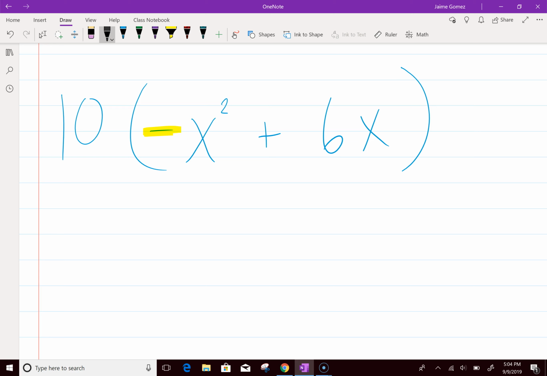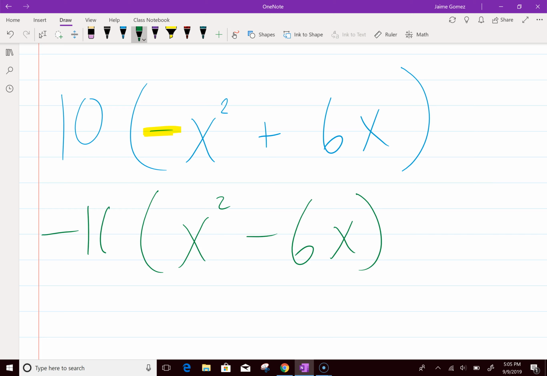Now here's the problem with it. See, we don't get lost here. If I'm taking out the minus sign, I'm changing the sign of everything. So this minus x squared turns into a positive x squared. But this positive 6x turns into a negative 6x. And this 10 turns into a negative 10. Everything changed just so this could change signs. It's like multiplying everything by negative 1. That's what we did.